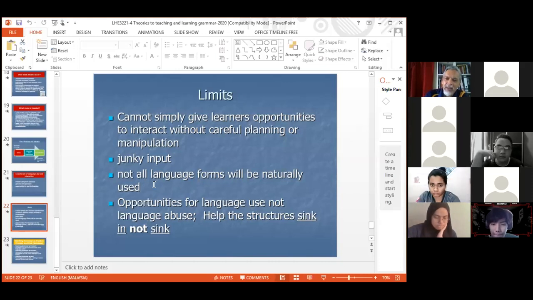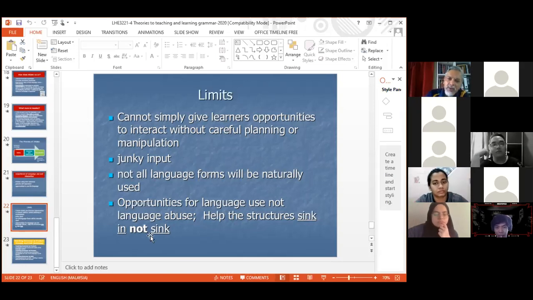Yeah? So basically, what we're trying to give our students is opportunities for language use, not language abuse, which means that we have to hold their hands. Occasionally we have to hold their hands and make sure that they are okay with the language and how they use it, and we're there. If they're not able to, we can help out by providing maybe words that are missing and something like that.